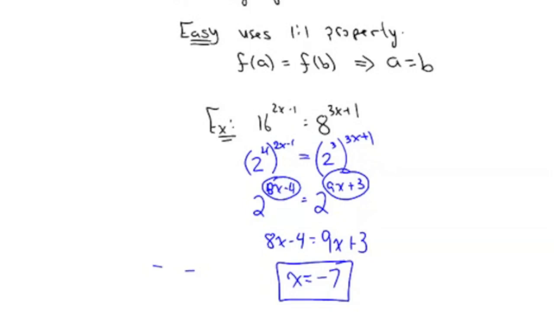How about this one? Log base 2 of x squared minus 6 equals log base 2 of 5x. This is simplistic.